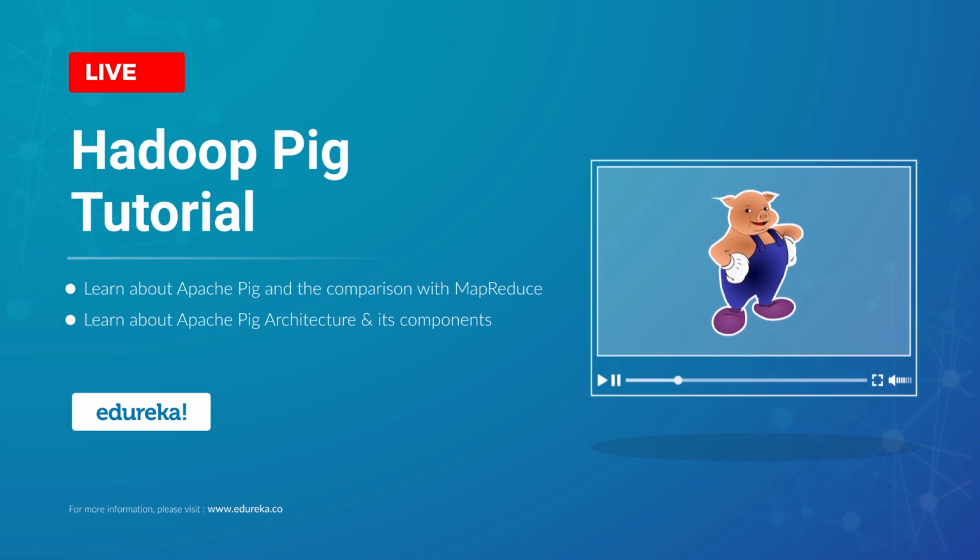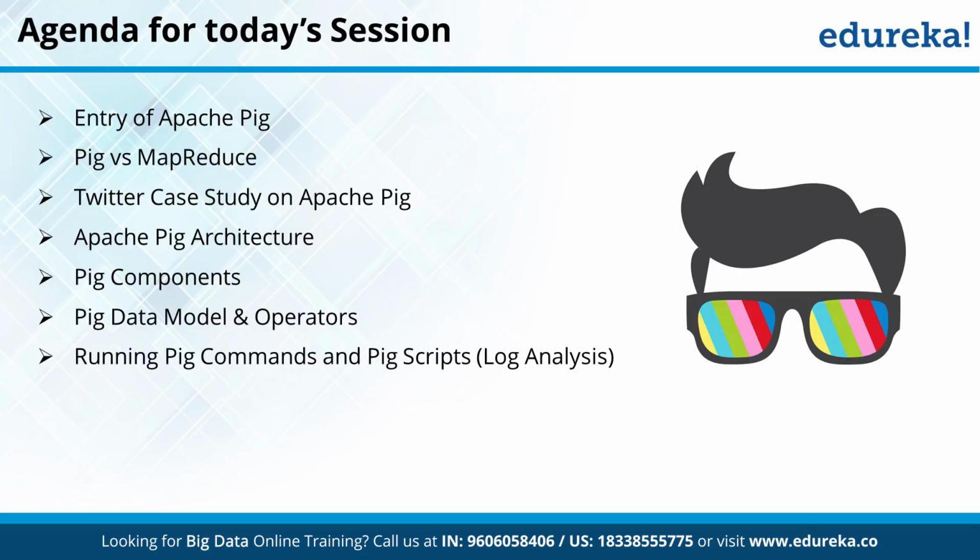Let's move on to the agenda of today's session, in which we'll start off with the entry of Apache Pig, in which we'll understand the necessity why Apache Pig came into the picture. We will compare the capabilities of Pig and MapReduce. Then we'll look into a case study of Twitter in which we'll understand how Apache Pig was used to solve the big data problem. We'll understand the architecture behind Apache Pig.